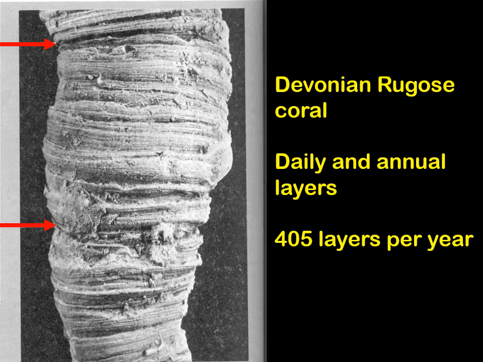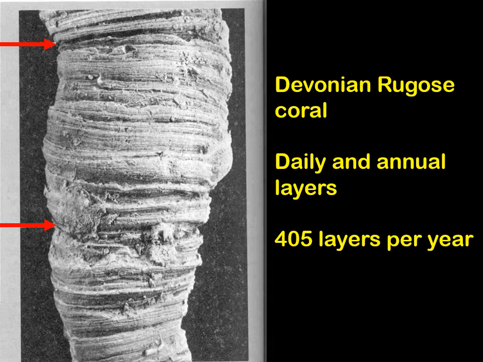Now, how do we differentiate an annual versus a daily? Think about today, if we were to look at tree rings, you'd be able to tell changes in seasons, changes in precipitation, changes in temperature. And so we can actually see how many daily layers we have in an annual band.